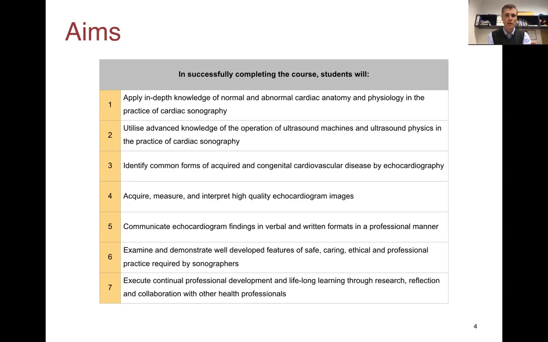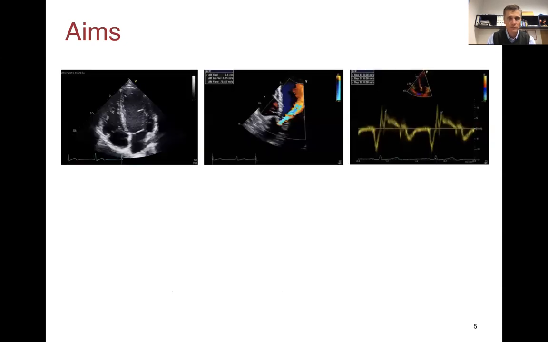And then execute continual professional development in lifelong learning through research, reflection, and collaboration with other health professionals. Again, there'll be some research. There'll be a research report in the Principles of Cardiac Sonography unit, and we'll go into that.